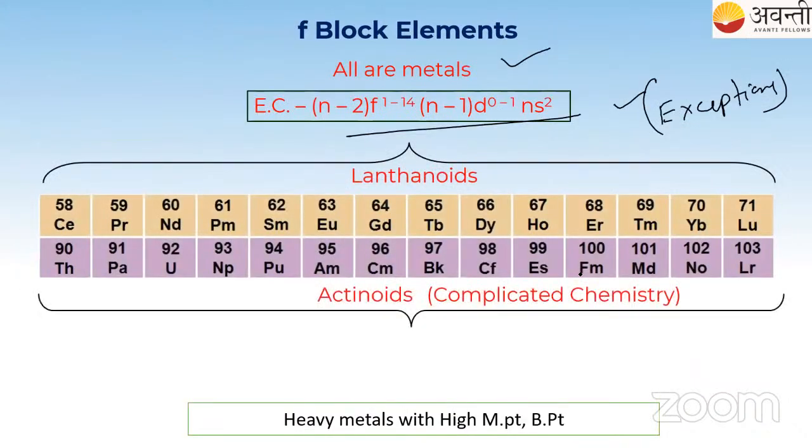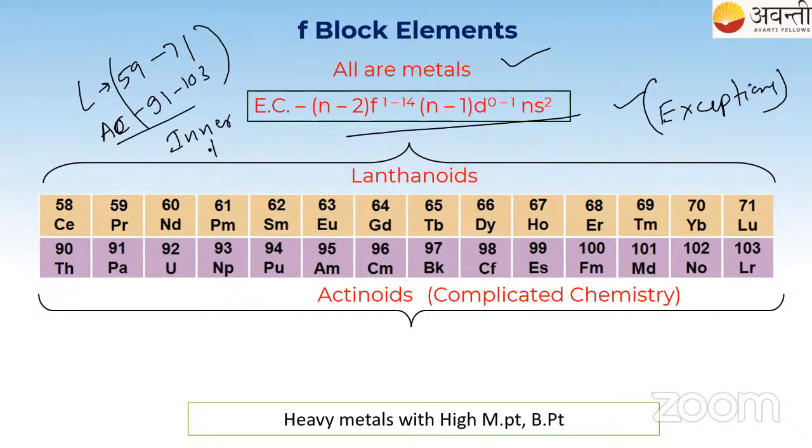Okay. Next one, F block elements. These are also metals only. Their atomic numbers go from 59 to 71 for the lanthanoids, and the actinoids are 91 to 103. We call them inner transition elements. So these all are called inner transition elements.